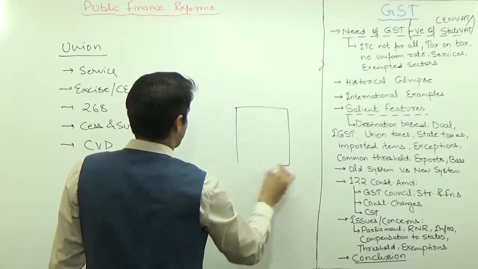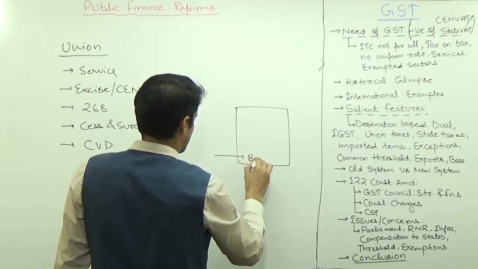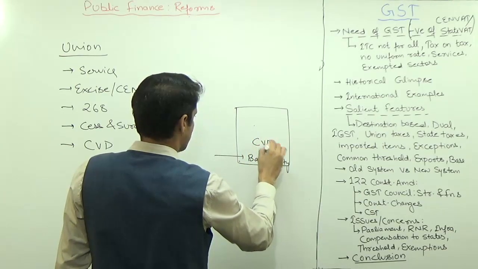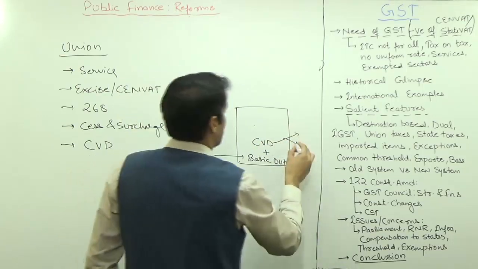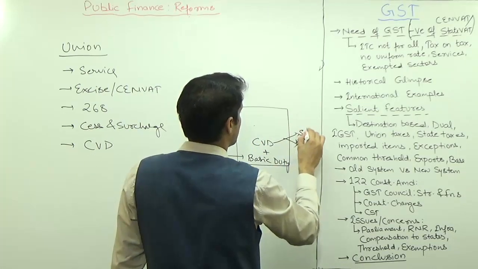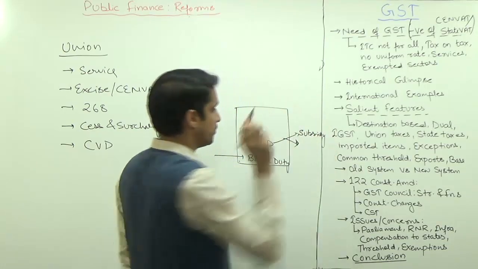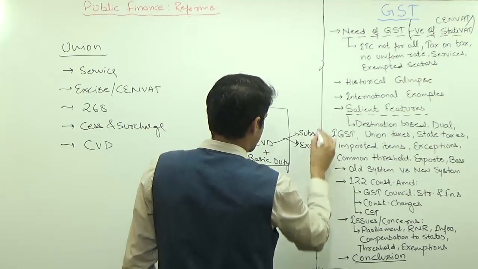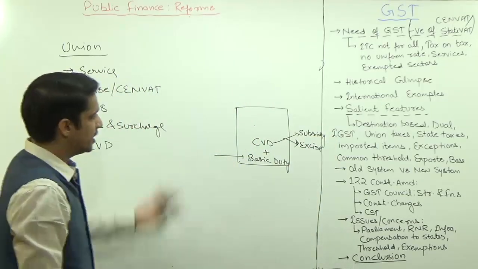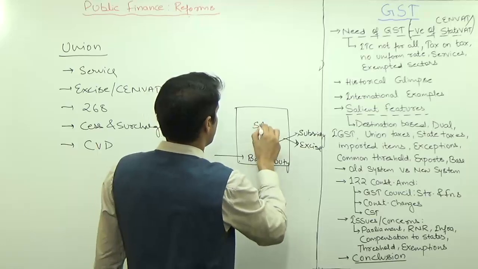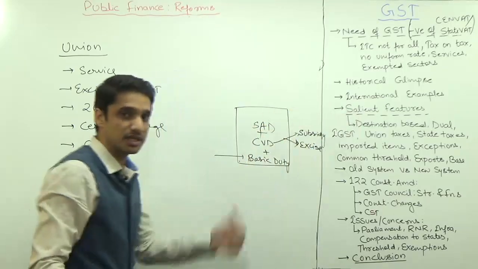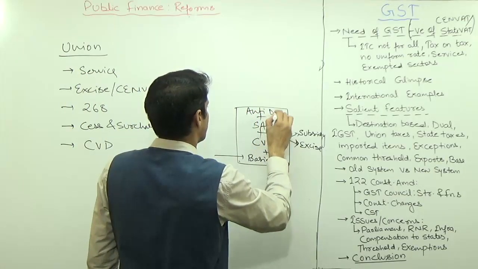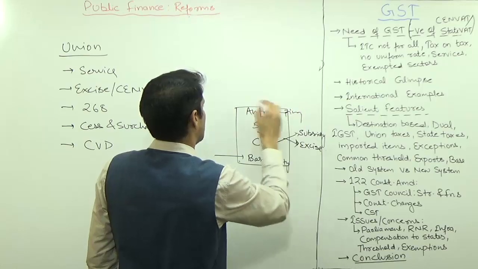Suppose you want to import something. So first of all, there will be basic custom duty. Then there will be countervailing duty to negate the subsidy given by some other government, as we discussed in the taxation chapter, or the loss of the excise duty. So to compensate these two things, CVD is being levied. Then the special additional duty for the loss of central sales tax. Then there will be, if required, anti-dumping. And finally there will be cess.